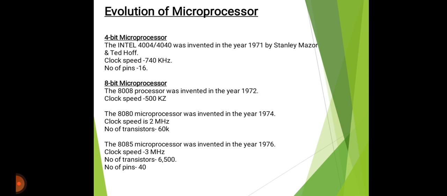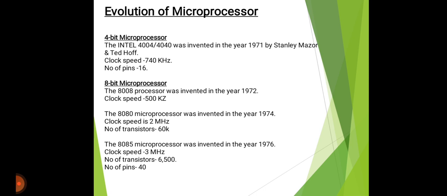Then next is 8-bit microprocessor. The 8008 processor was invented in the year 1972, the clock speed is 500 kilohertz, and the instructions per second is 50k. The 8080 microprocessor was invented in the year 1974, and the clock speed is 2 megahertz. The number of transistors used by this processor is 60k, and instructions are 10 times quicker as compared to the 8008 processor.